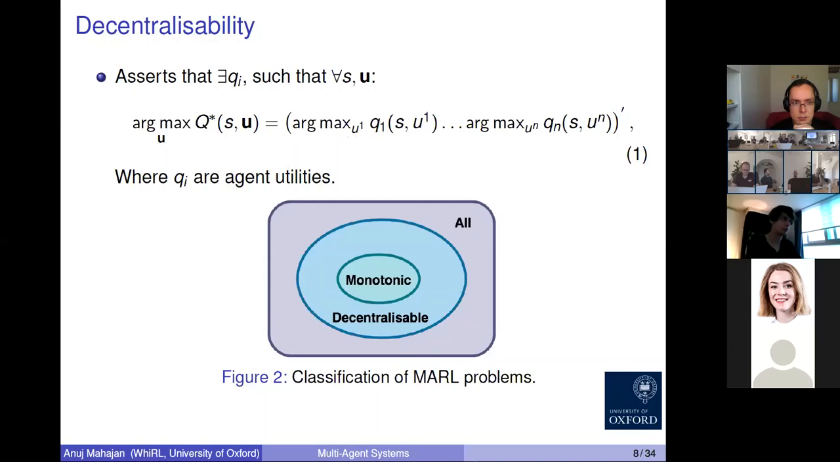Here's a nice Venn diagram of the classification of various kinds of scenarios which can happen in a multi-agent problem, and we'll get into details about this more in the talk.